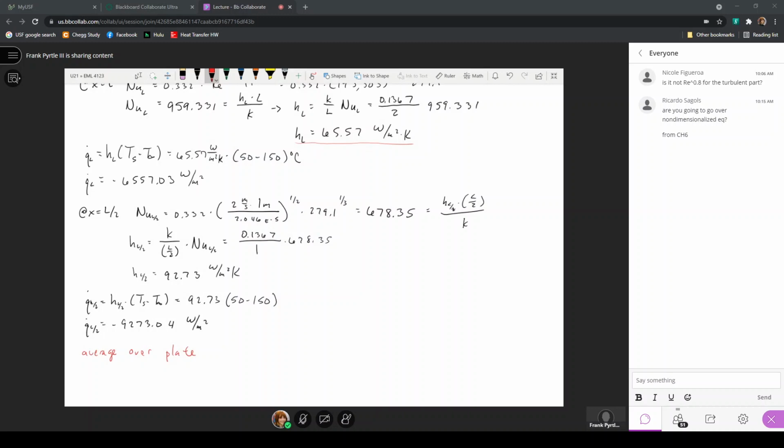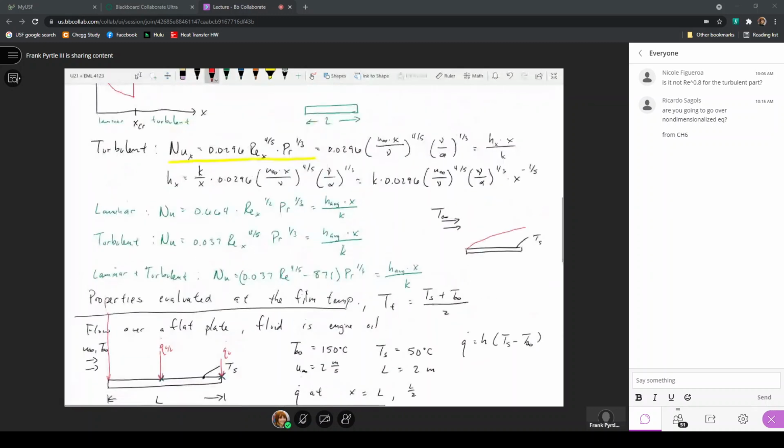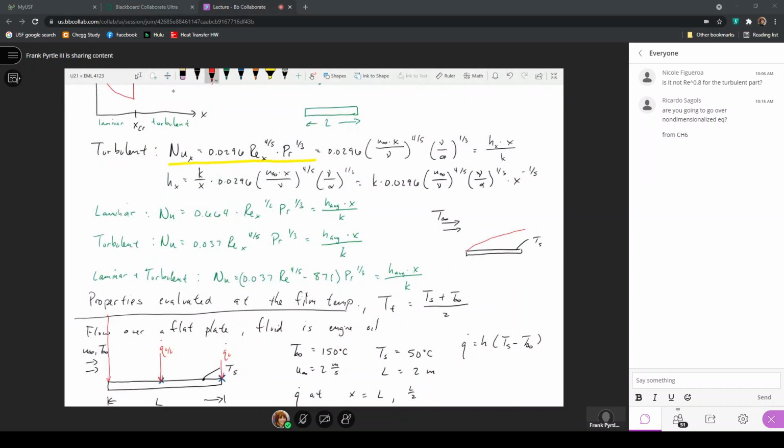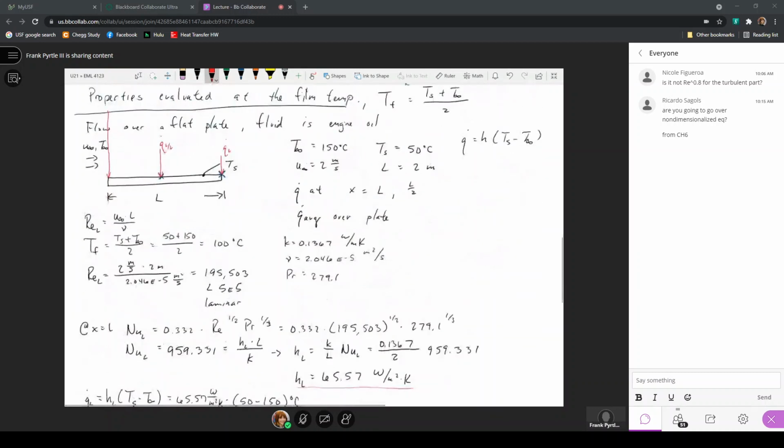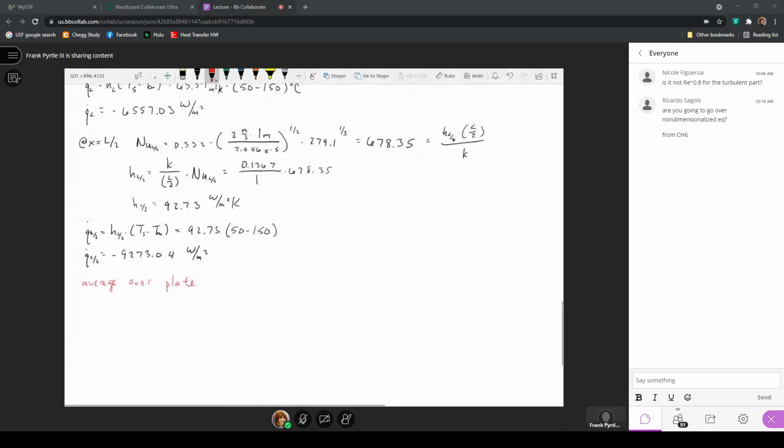So if we want the average over the plate, and it's all laminar, then that says we can go back to the expressions that we had before. For the laminar flow condition, the Nusselt number is equal to 0.664 Reynolds to the 1/2, Prandtl to the 1/3, to get an average Nusselt number that will give us an average heat transfer coefficient. So here, the Nusselt number is equal to 0.664 times the Reynolds number to the 1/2 times the Prandtl number to the 1/3. Now here, the average is going to be from X equals 0.